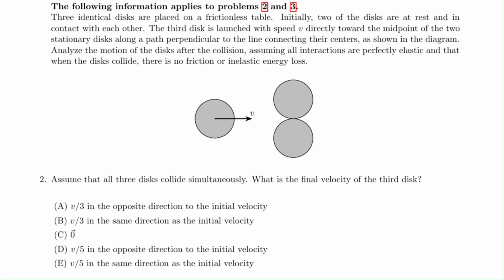To start, we're going to do question 2, which will have a part 2 for question 3 of the F equal ma 2025. We are told that there are three identical disks placed on a frictionless table, and it's an elastic collision, and they collide simultaneously. The third disk is launched with a speed v initial directly toward the midpoint of the two stationary disks along a path perpendicular to the line connecting their centers.